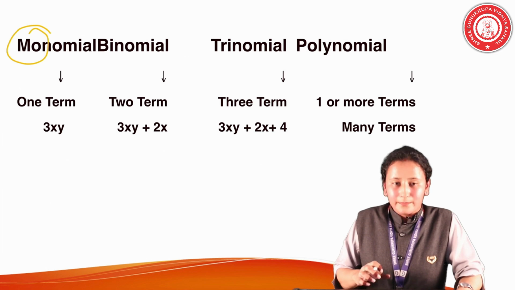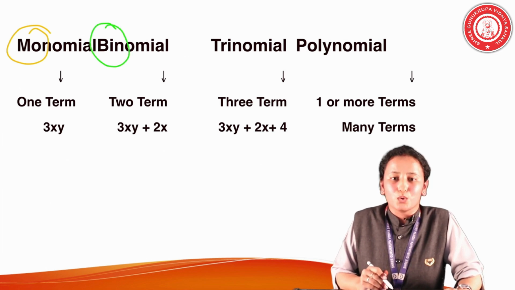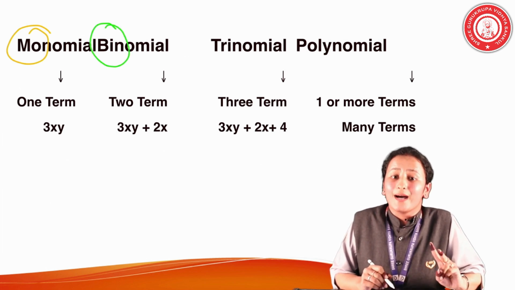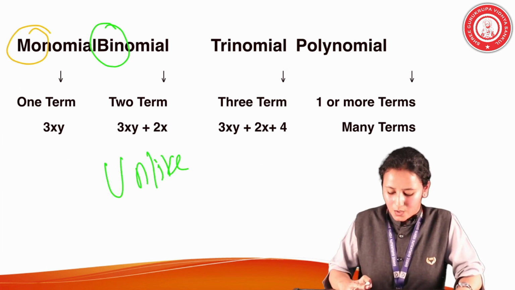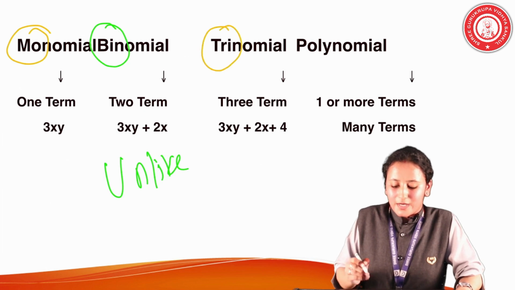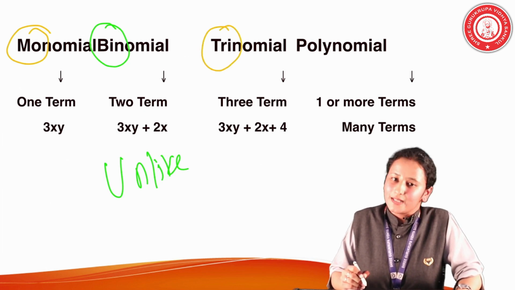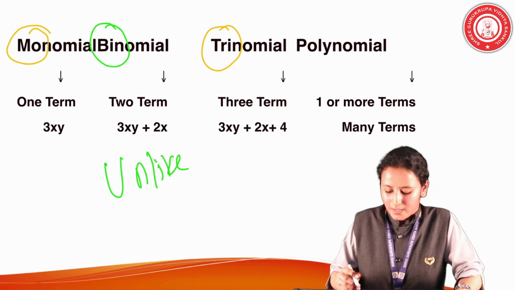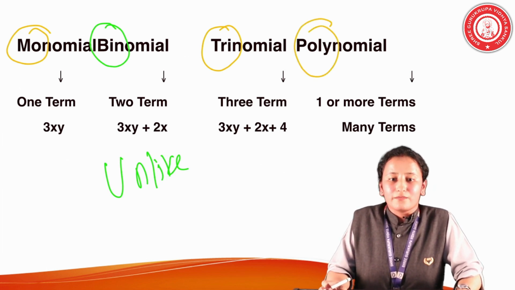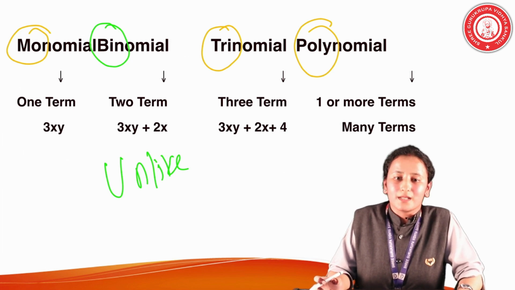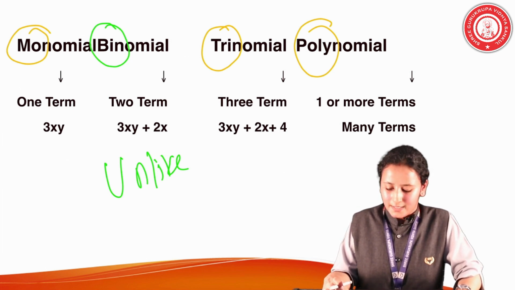Now come to the binomial. Here bi means two. The expression in which two unlike terms are there. Now come to the trinomial. Tri means three. The expression in which three terms are there, it is called the trinomial. Now come to the poly. Poly means many. The expression in which one or more terms, many more terms, it is called the polynomial.